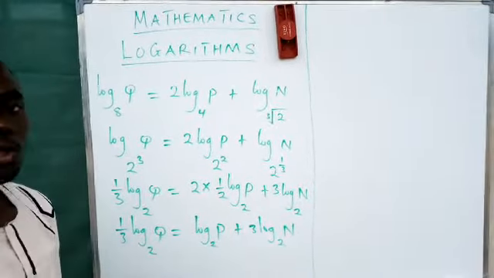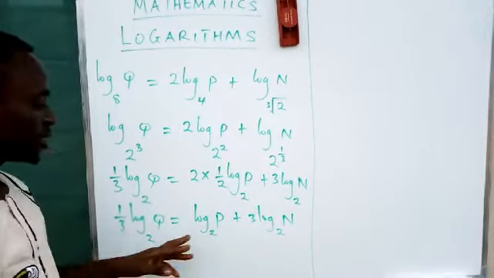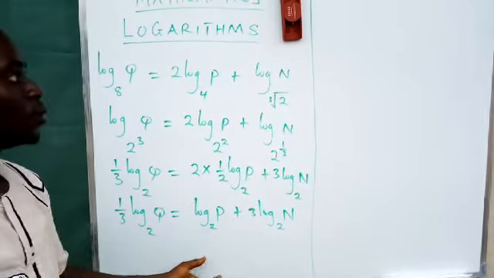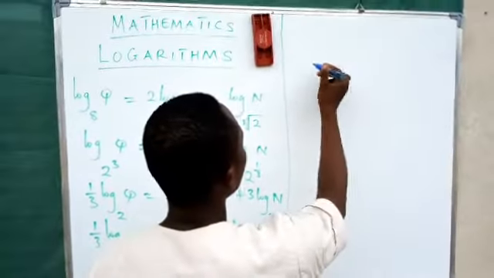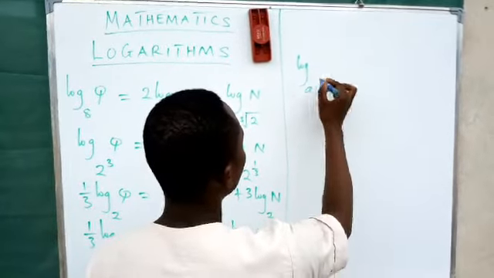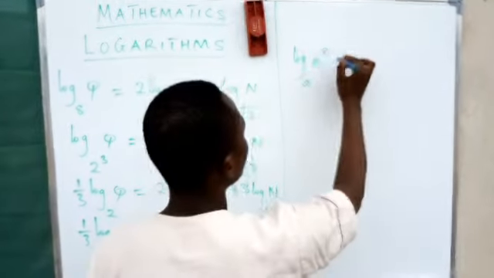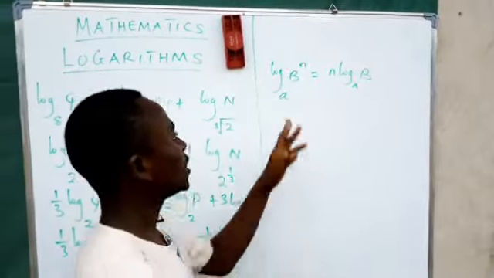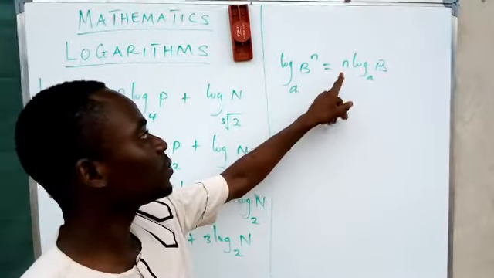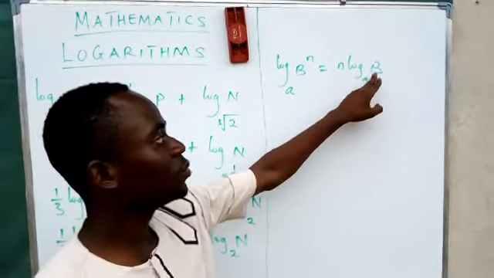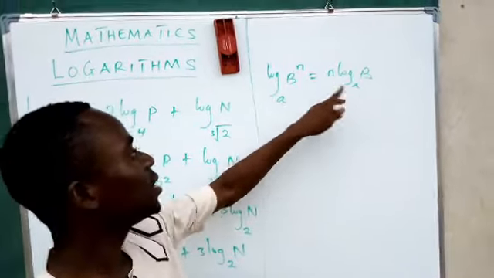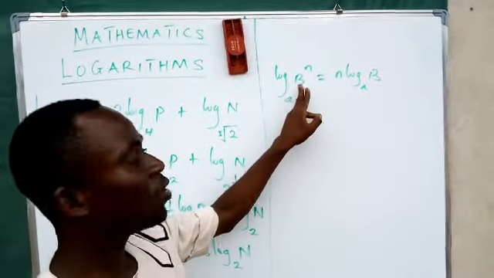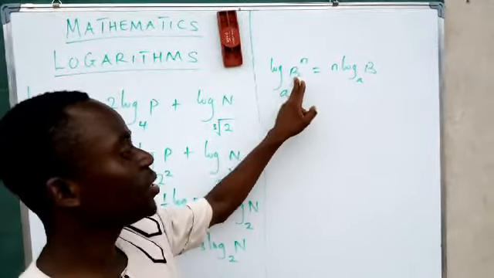The next step now is to make sure we eliminate all the coefficients attached to these logarithms, and there is a law of logarithm that is very helpful in this regard. We have a law of logarithm that says if you have logarithm to base a of, let's say, b raised to the power of n, then we can write this as n multiplied by logarithm to base a of b. So we can write logarithm to base a of b raised to the power of n to be equal to n multiplied by logarithm to base a of b. Similarly, you can write n logarithm to base a of b as logarithm to base a of b raised to the power of n.